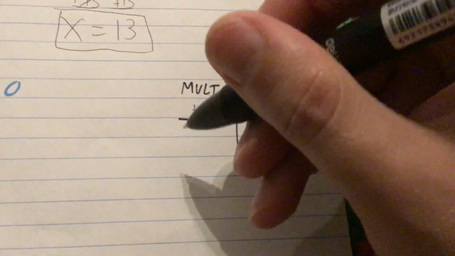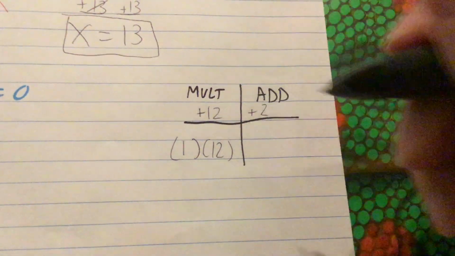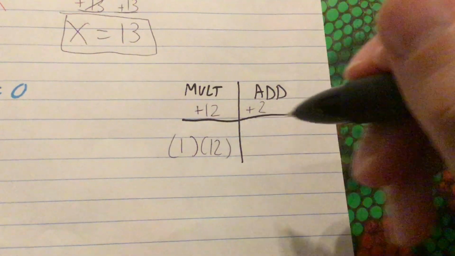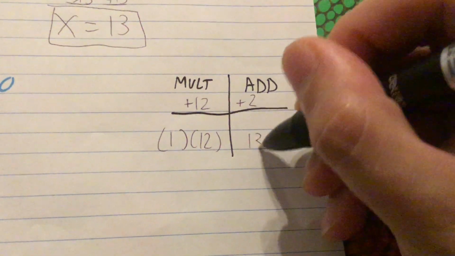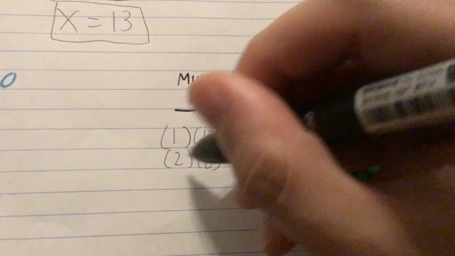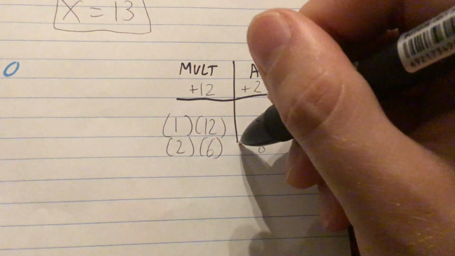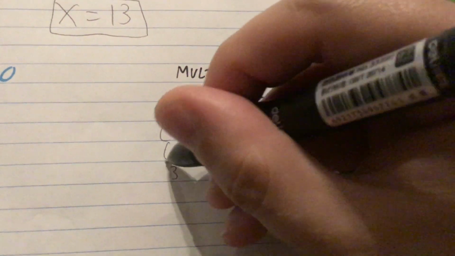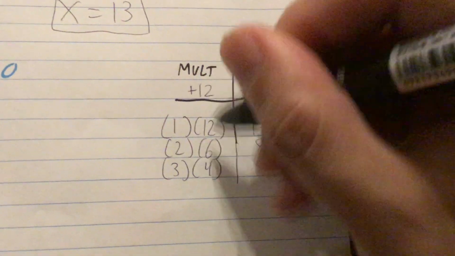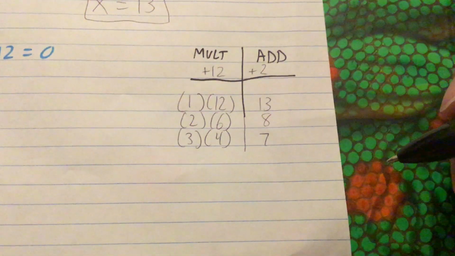Can't say I'm optimistic. Let me try 1 and 12. 1 times 12 is 12. 1 plus 12 is 13, so that doesn't work. 2 times 6 is 12. 2 plus 6 is 8. Okay, that doesn't work. 3 times 4 is 12. 3 plus 4 is 7. And I'm out of whole number combinations.